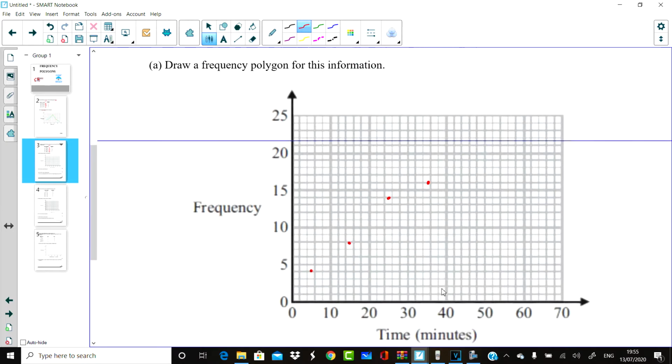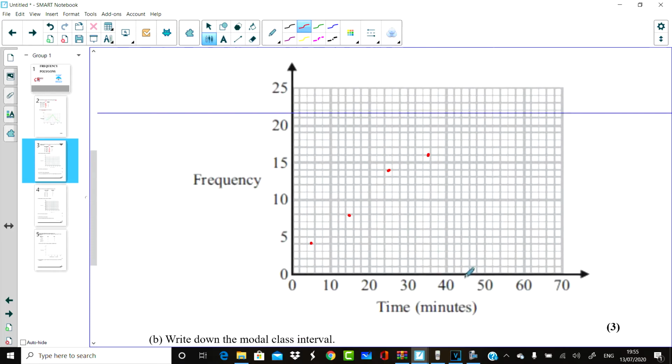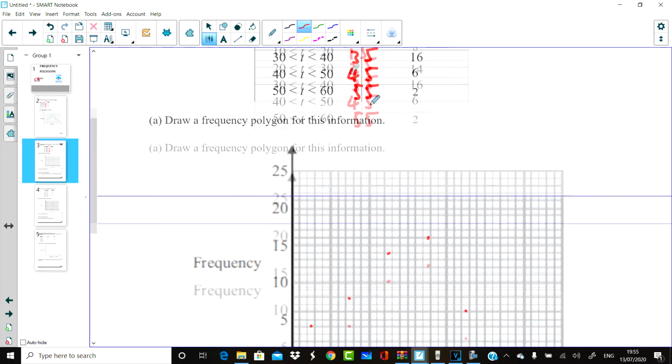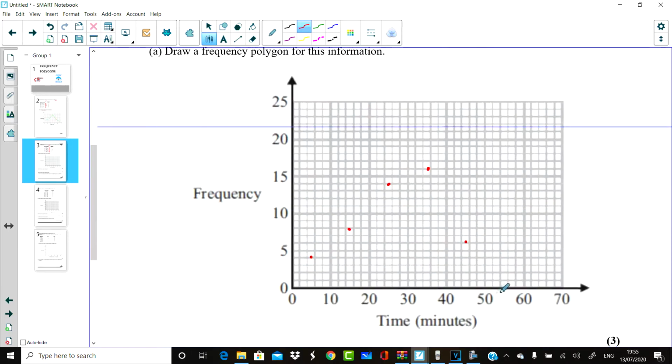So 45 against 6. So that's 5 over here, then 6 would be over there. And the last one is 55 against 2. So 50 is there, so 55 is over here, and then 2 is just up here.